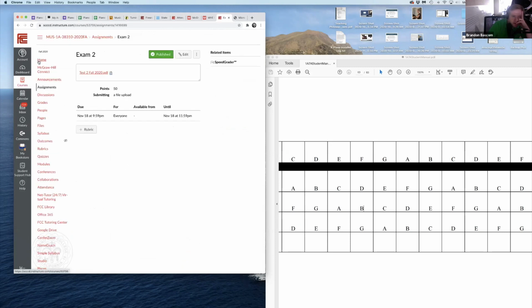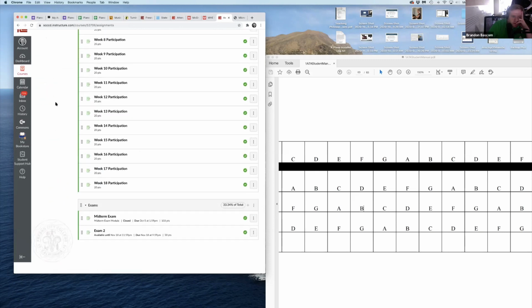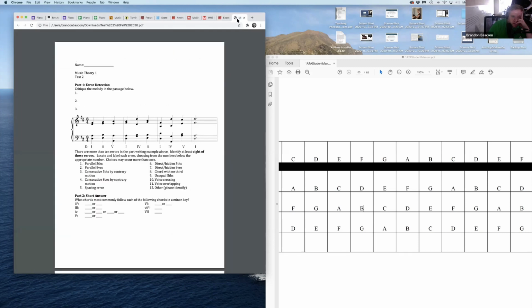Okay, so now when you click on that assignment, you click on that file and it will open up a PDF of your exam. So part 1 is error detection. The first thing that we want you to do is to critique the melody. Okay? Questions, comments, concerns about that?